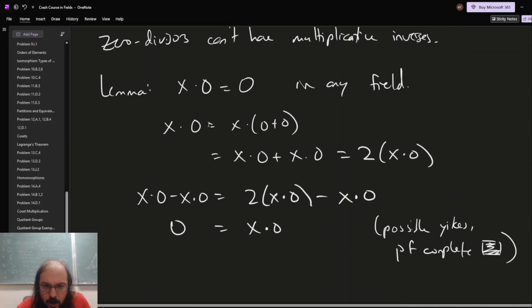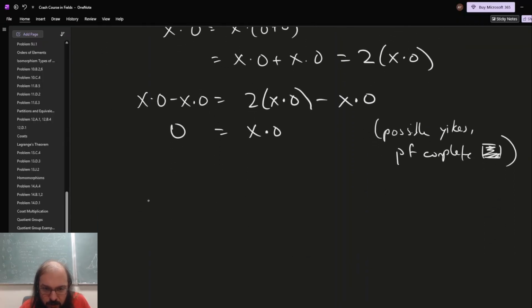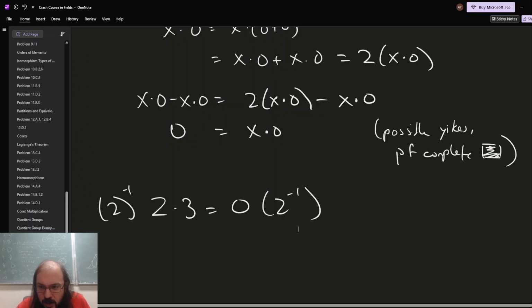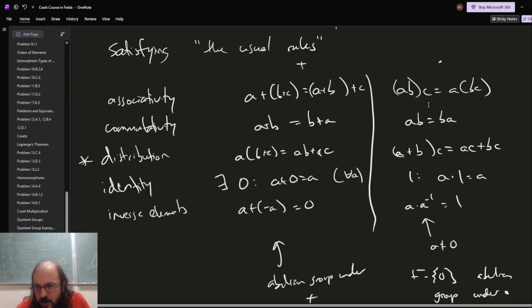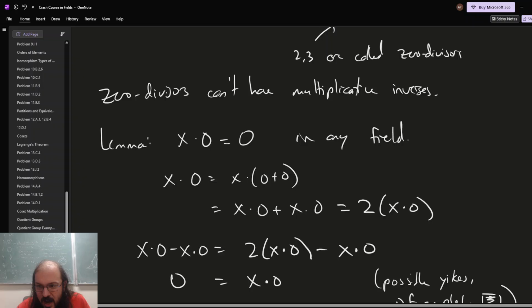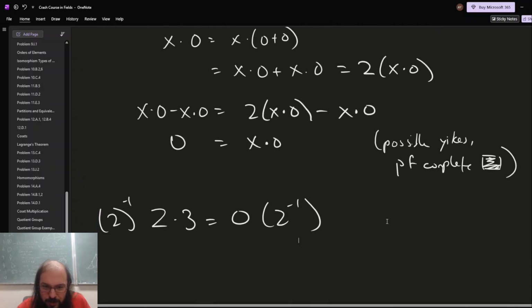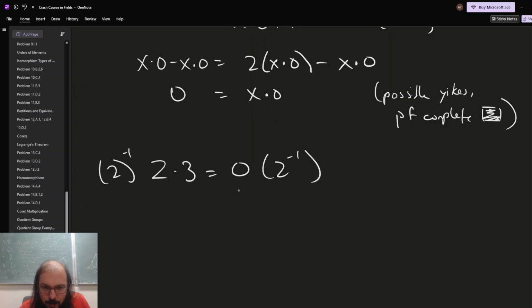All right. So now with this in mind, if I have a zero divisor, like 2 times 3 equals 0, if 2 had a multiplicative inverse, I would multiply both sides of the equation by 2 inverse. And luckily for us, we are now out of the world of groups, so everything's always commutative. I can write it on either side and stop caring about that. What a relief. In light of the lemma, this is 0.